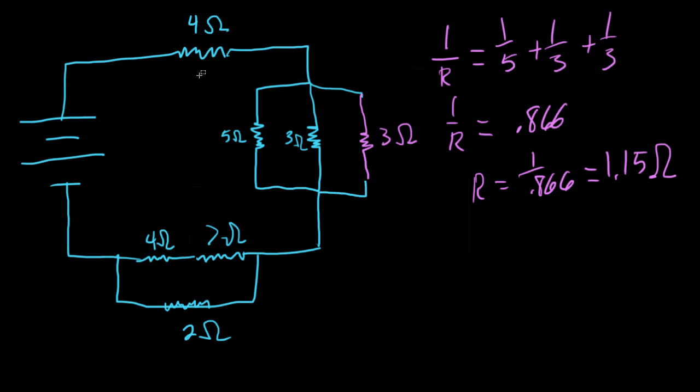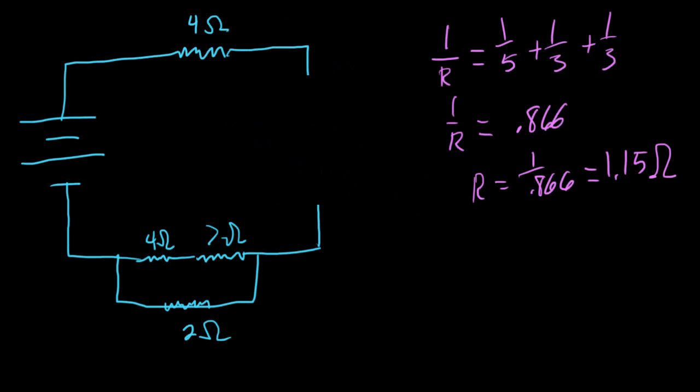So what we can do is take this whole parallel sequence out and replace it with its equivalent, which would be a 1.15 ohm resistor. Okay, this looks a lot easier already. Alright, let's handle the other one. 4 and 7, well, that's just a series, so we know what 4 plus 7 is. It is 11, so this is the same as a single 11 ohm resistor.